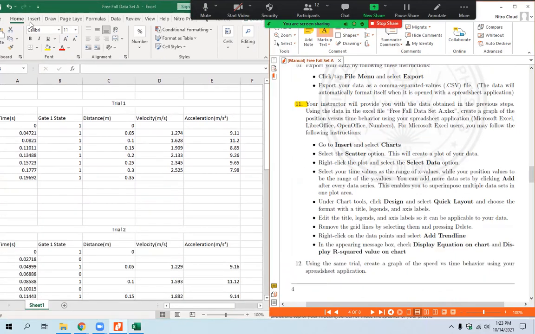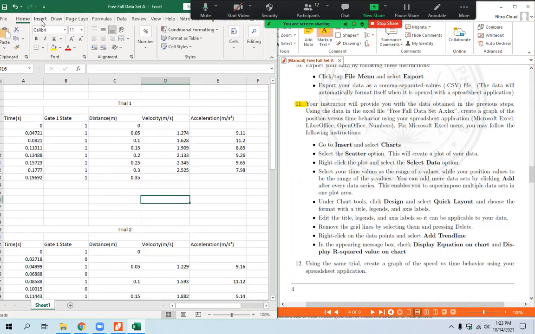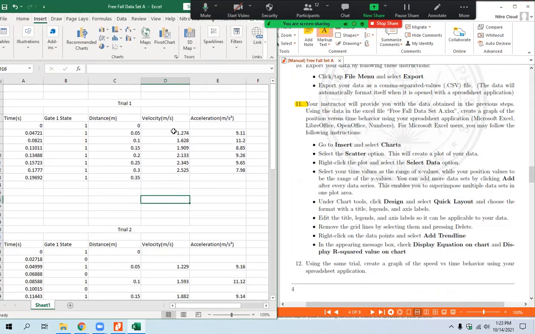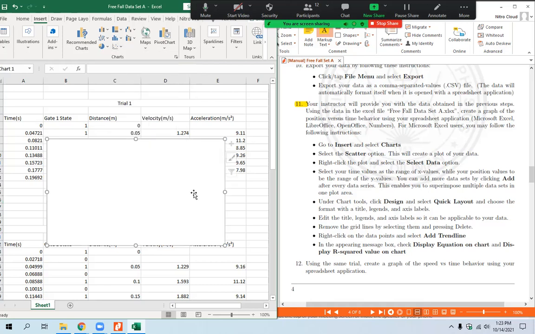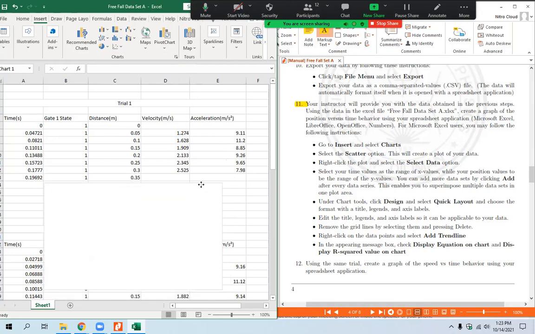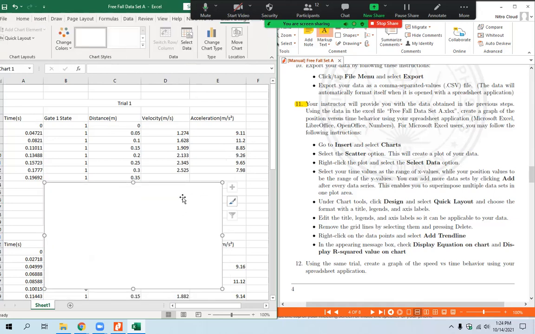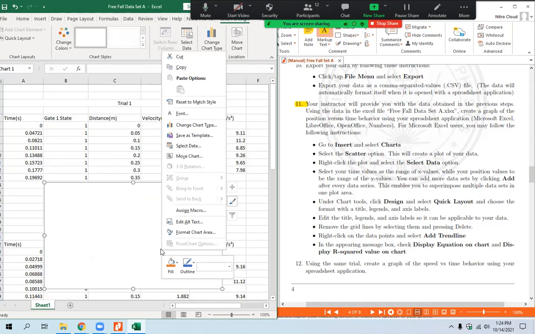So the first step here is side by side natin. We will go to insert tab sa Microsoft Excel, tapos select charts. Sa version ko ng Excel, puro images na to, but for maybe some older versions of Excel, baka puro text-based naman. So we want to select scatter option. A scatter option is what we use when we represent experimental data. So next step, right-click the plot and select the data option.